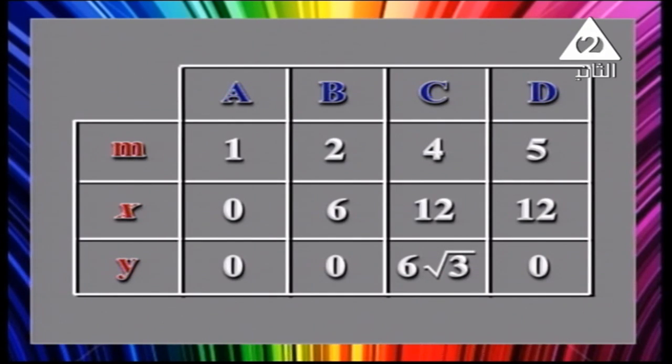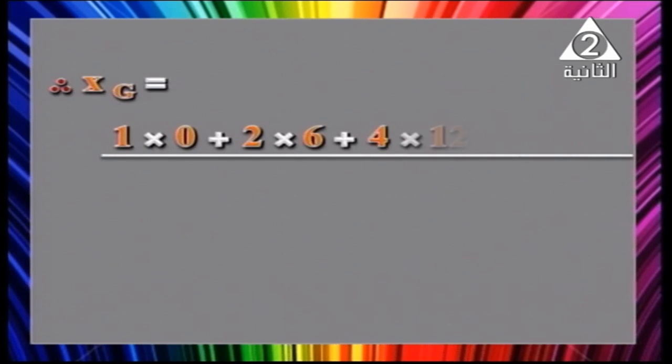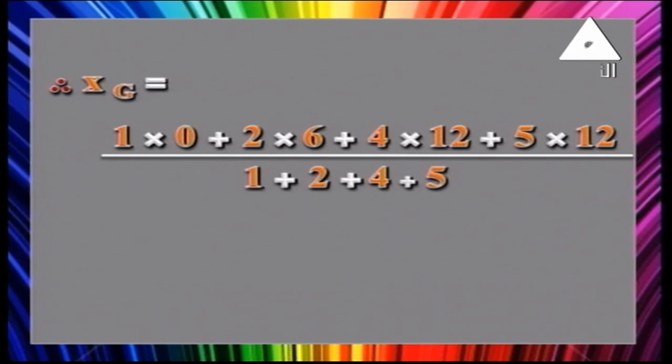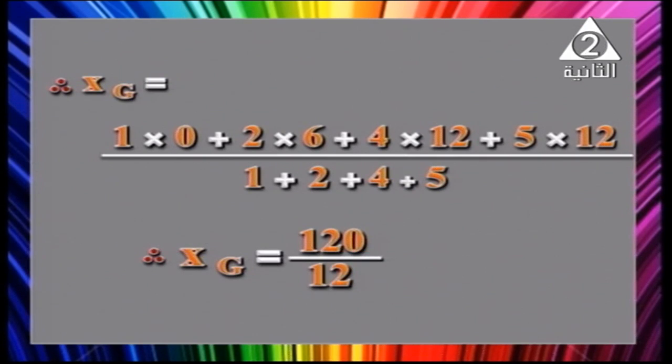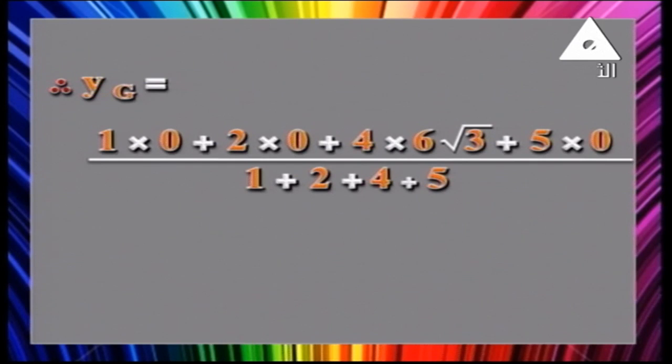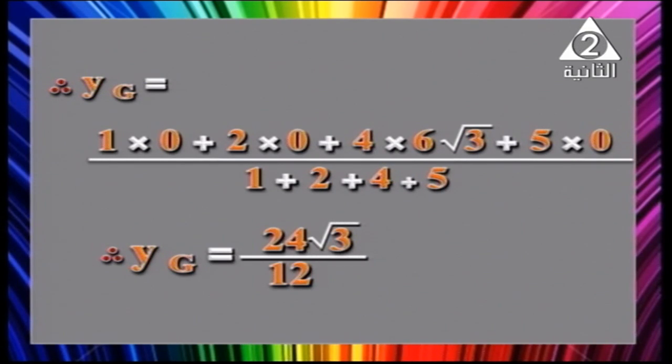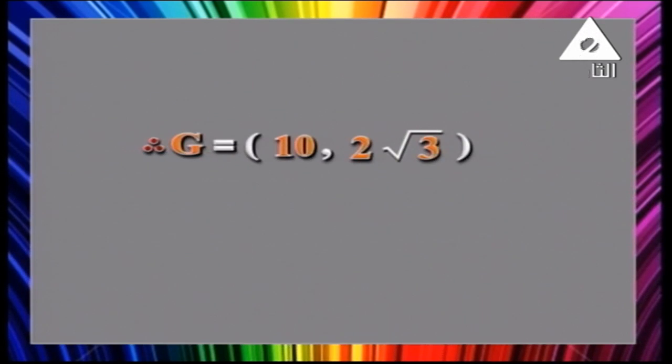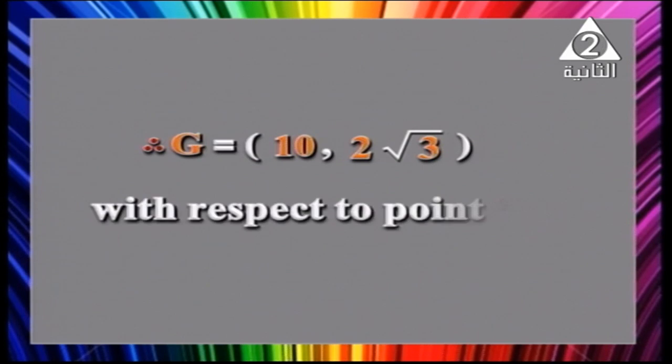What is xG, my dear student? xG equals m1 x1 plus m2 x2 plus m3 x3 plus m4 x4 over the sum of the 4 masses. Therefore, xG equals 120 over 12 equals 10 centimeters. Also, by the same method, yG equals m1 y1 plus m2 y2 plus m3 y3 plus m4 y4 over m1 plus m2 plus m3 plus m4. Then the value of yG equals 24 root 3 over 12, which we reduce to 2 root 3. Therefore, the center of gravity G is (10, 2 root 3). The x coordinate is 10, the y coordinate is 2 root 3.